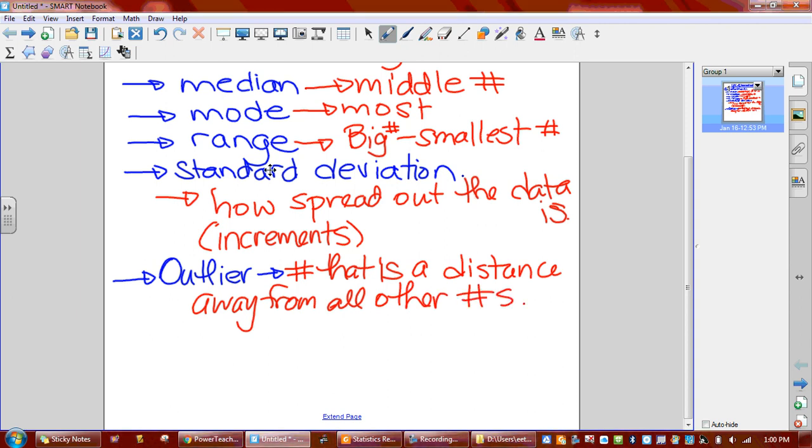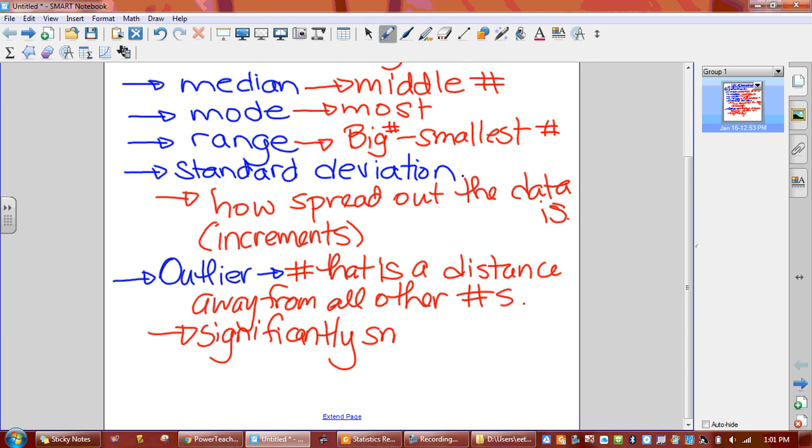So if you've got the numbers 1 to 40, and then you've got a 98 in there, the 98 will be the outlier. Yeah, exactly. That's very well said. The number that's significantly larger or significantly smaller. Okay? So it is significantly, I like those words. Significantly smaller or larger than the other numbers.